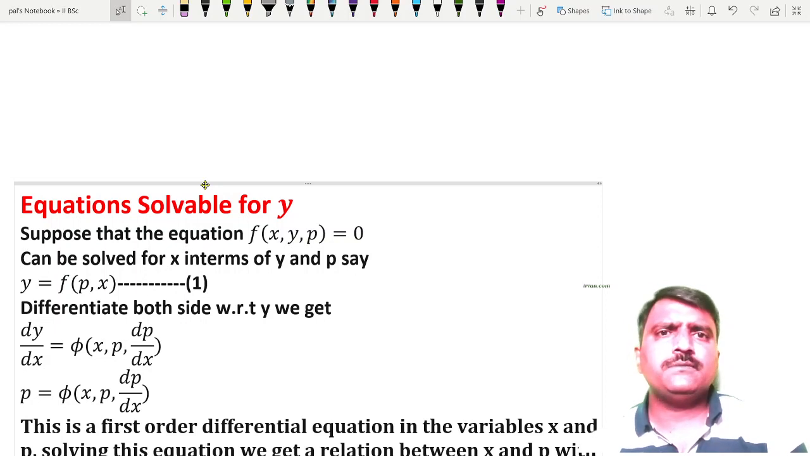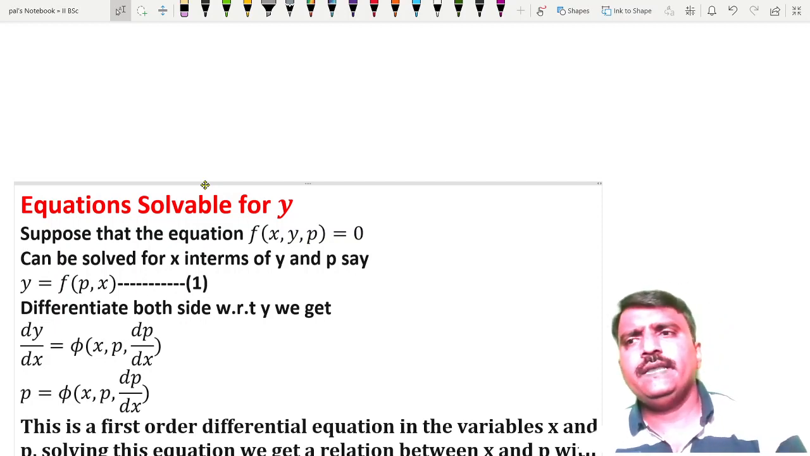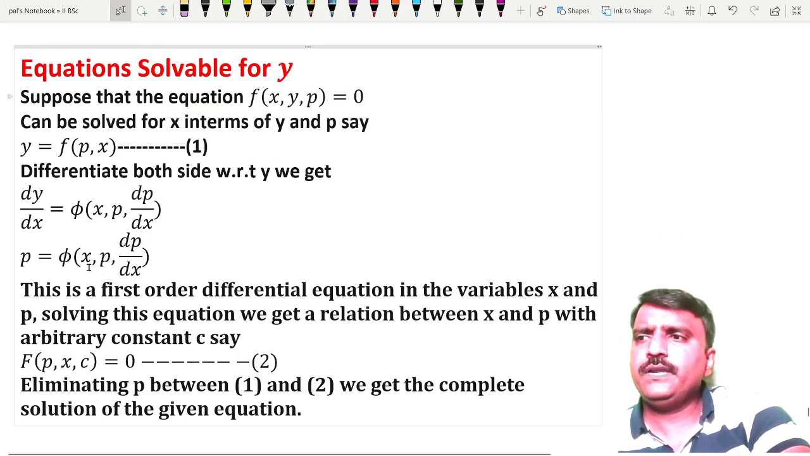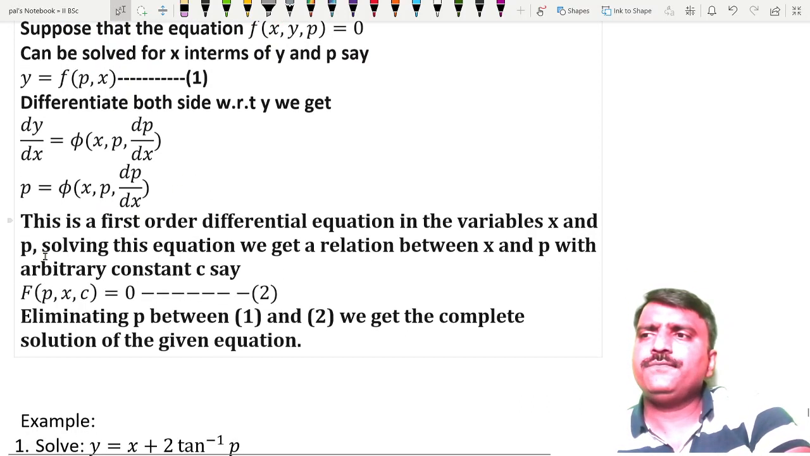Okay, so what to do with that? You just write y is equal to function of x and p. Next step, you differentiate that with respect to x. So when you are differentiating that with respect to x, we get dy by dx is equal to some function of x, p and dp by dx. So dy by dx can be written as p.